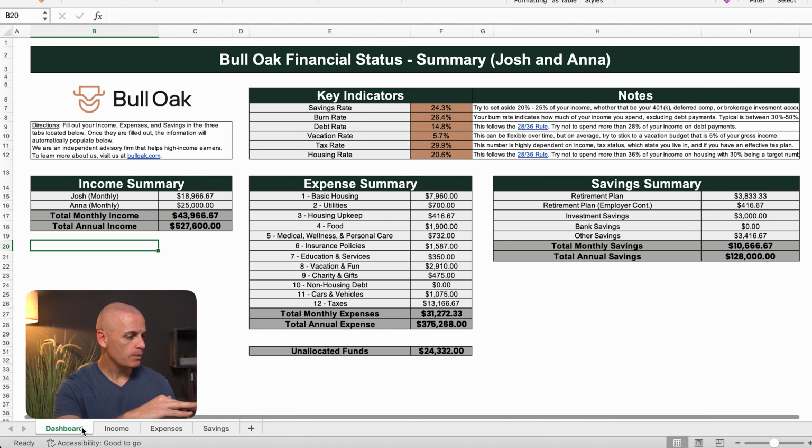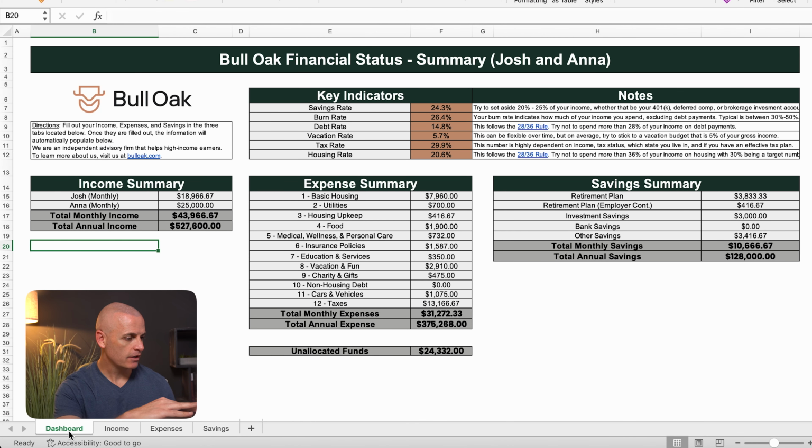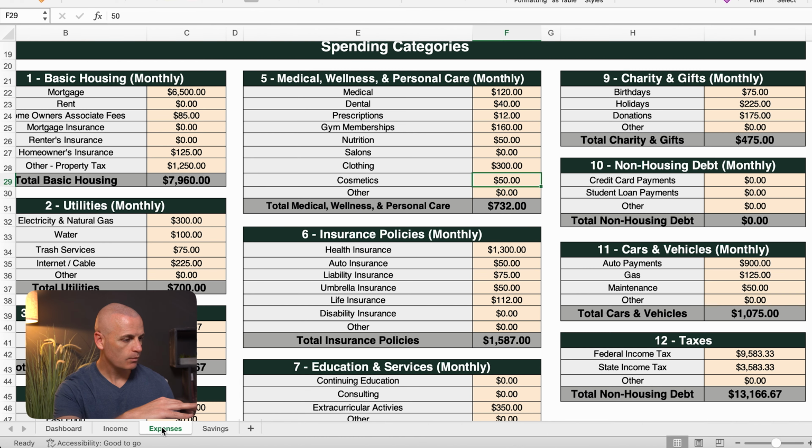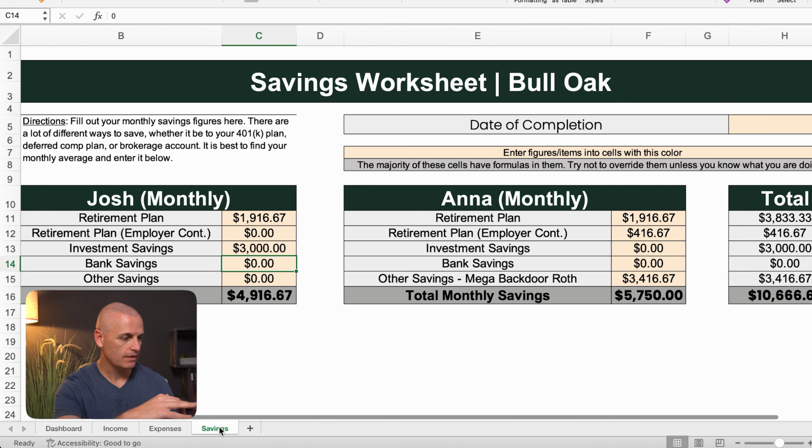Okay, so to begin, I'm just going to provide you with an overview of this workbook and kind of how it's laid out and how it works here. So if you notice, we have 4 different tabs down here. We have the dashboard tab, we have income, we have expenses, and we have savings.